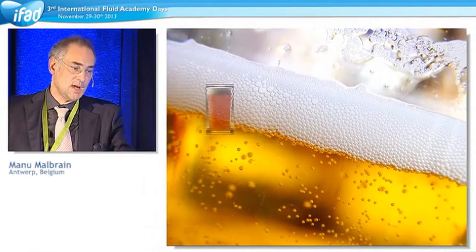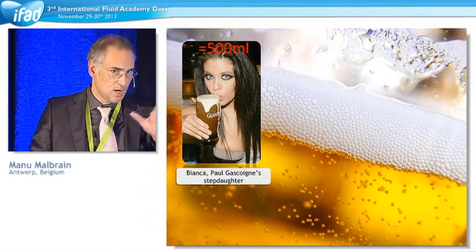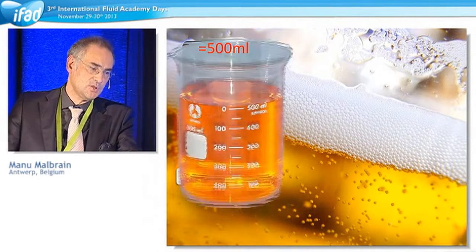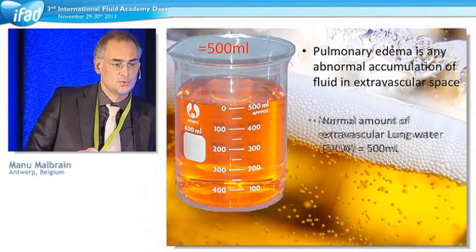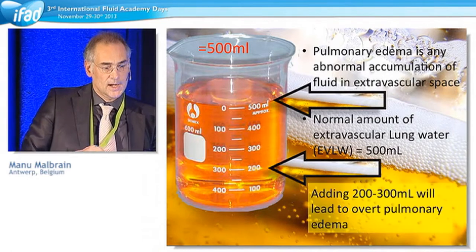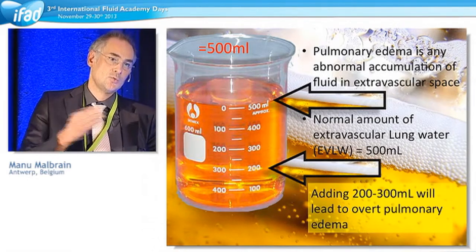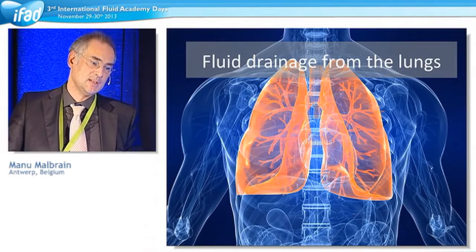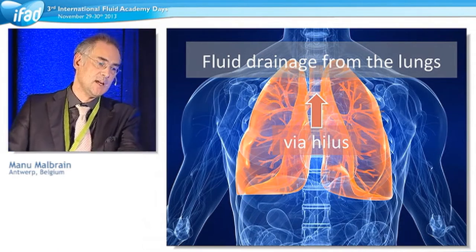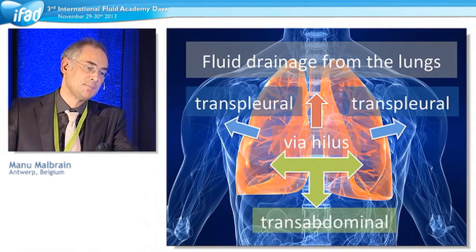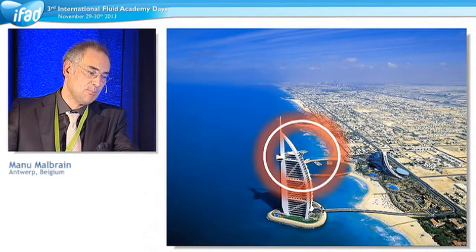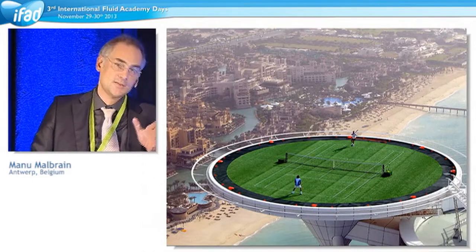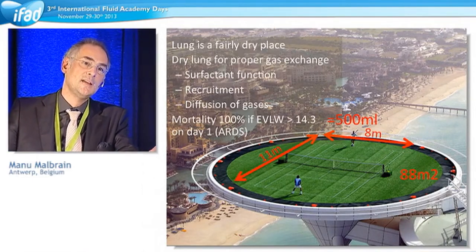So when it comes to extravascular lung water measurement, I think it's about 500 mL. It's the size of a pint, and this is the amount which is present in normal lung tissue. So if you would add 200 or 300 mL to the existing 500 mL, this will lead the patient into overt pulmonary edema. The fluids in the lungs can only be drained via 3 ways: the hilus, transpleural, or transabdominally. Brings me to the Burj Al Arab, because there is a tennis court on top. And if you look at the surface of a tennis court, it's about 88 square meters.